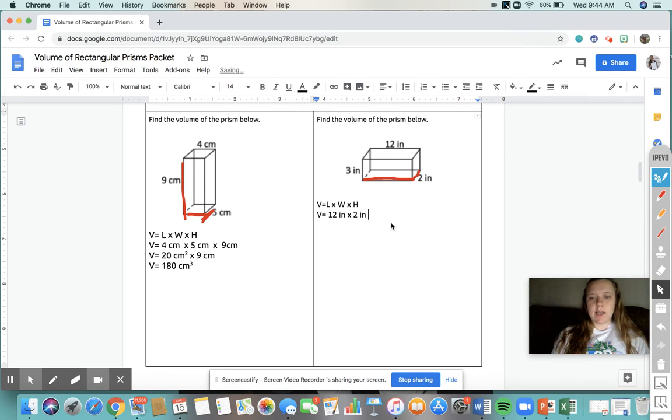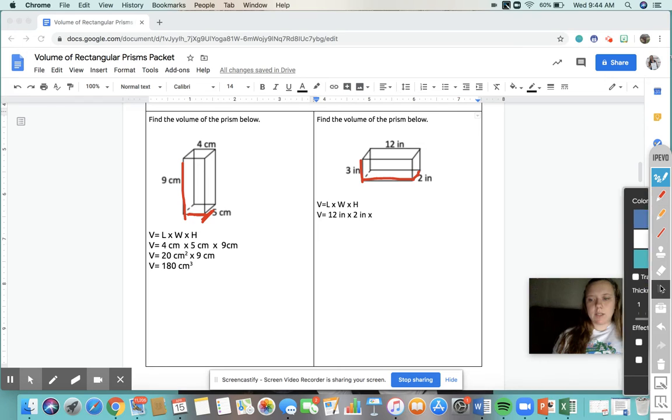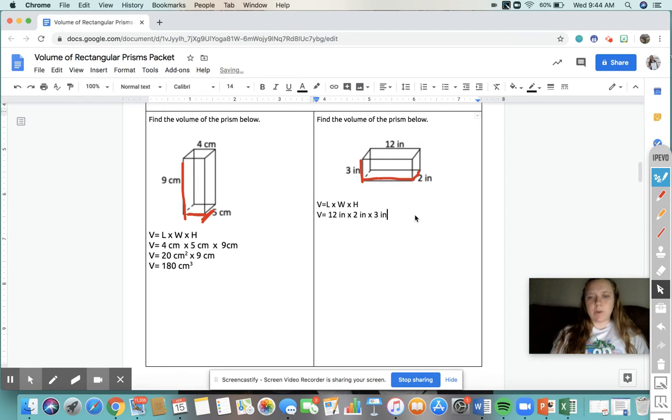2 inches. And then my height, how tall is it? How tall does it stand? It stands at 3 inches. Keep hitting the wrong button. There we go. 3 inches.